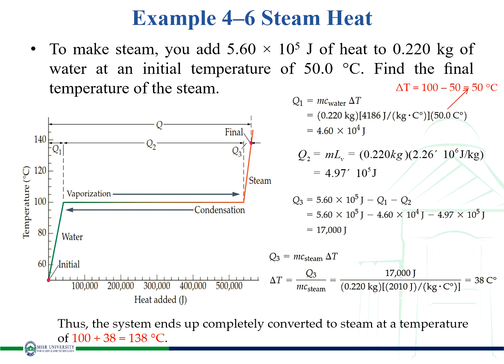Q3 equals the total heat added minus Q1 minus Q2. That's 5.60 times 10 to the power of 5 J minus 4.60 times 10 to the power of 4 J minus 4.97 times 10 to the power of 5 J. A quick calculation reveals that Q3 equals 17,000 joules. This is the amount of energy that will go into increasing the steam's temperature above 100 degrees Celsius.